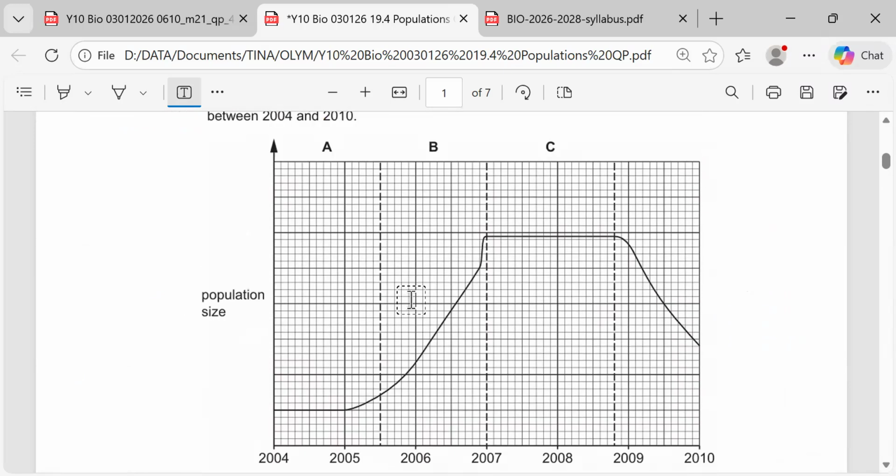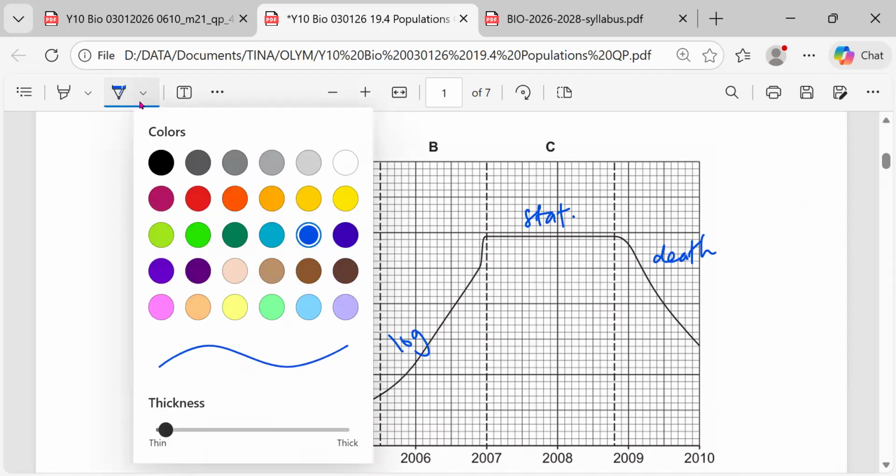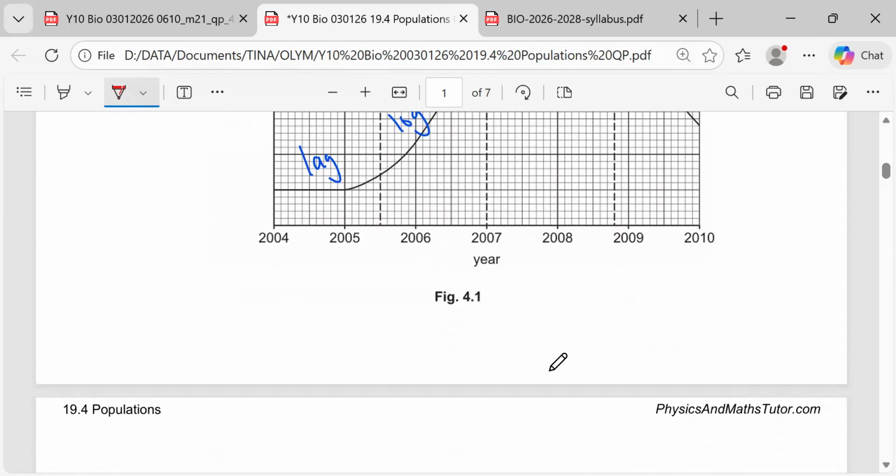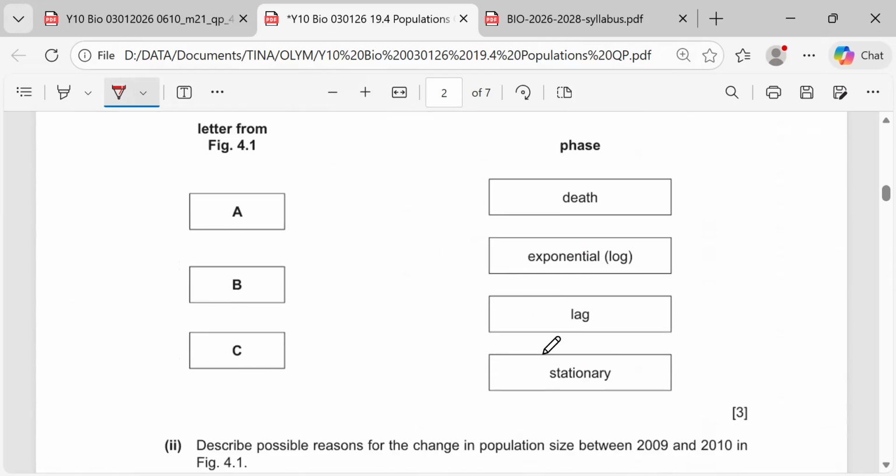Do you remember this? So what's the first one? Lag, log, stationary, and death. A is lag. B is log. This is so easy. And C is stationary. Thank you.